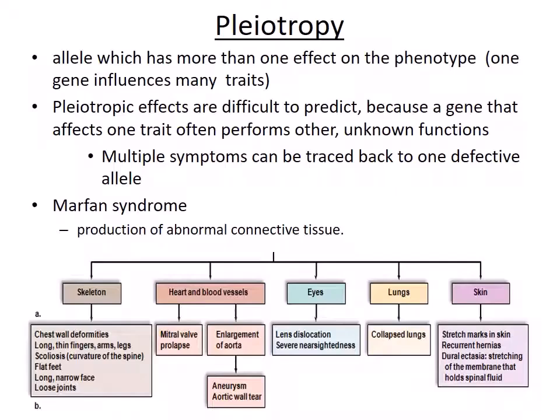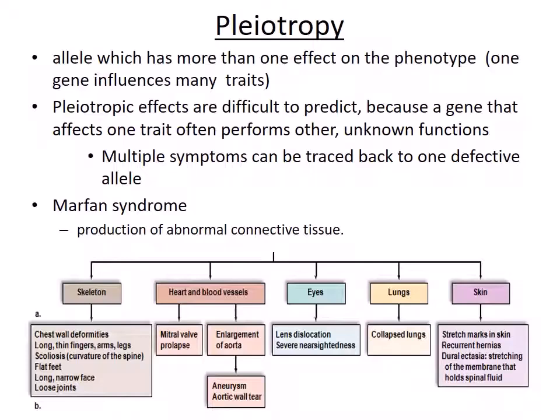Then we've got pleiotropy, which is another pattern of inheritance. In pleiotropy, we have an allele that has more than one effect on the phenotype, so one gene can influence many traits. This is not a Mendelian pattern of inheritance either. So pleiotropic effects are kind of hard to predict because a gene that affects one trait often can perform other unknown functions. But if we can trace multiple symptoms back to one allele, then we can say that has pleiotropic inheritance. So Marfan syndrome is an example of this.